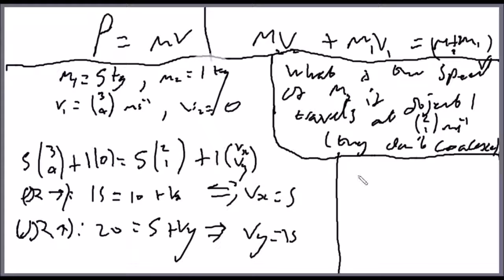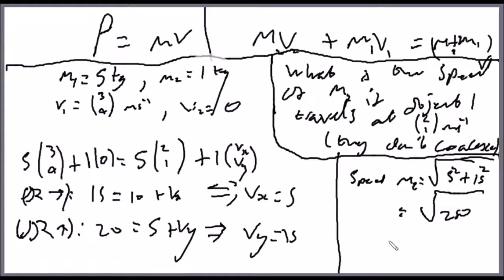But we actually want the speed, so the speed of m2 equals the square root of 5 squared plus 15 squared, which equals the square root of 250, which equals 5 root 10, which is approximately 15.8 meters per second.